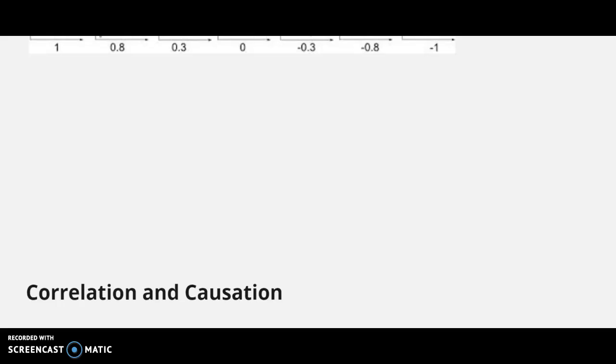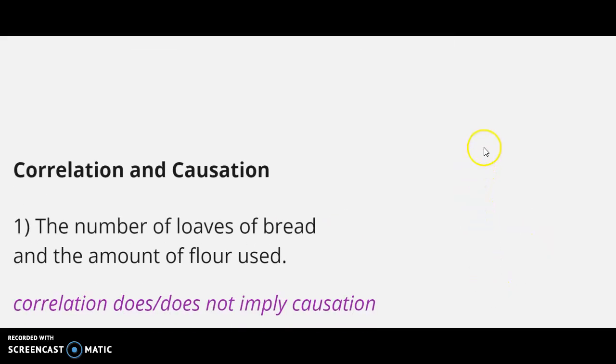And so I got 3 examples to talk about here, and the answer will either be correlation does imply causation, meaning one causes the other, or correlation does not imply causation. Okay. So let's look at this first one here.